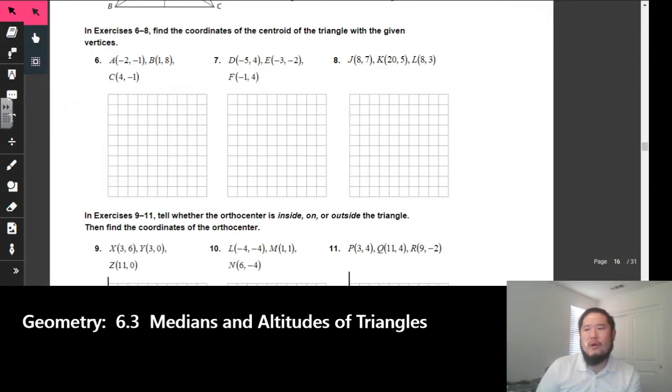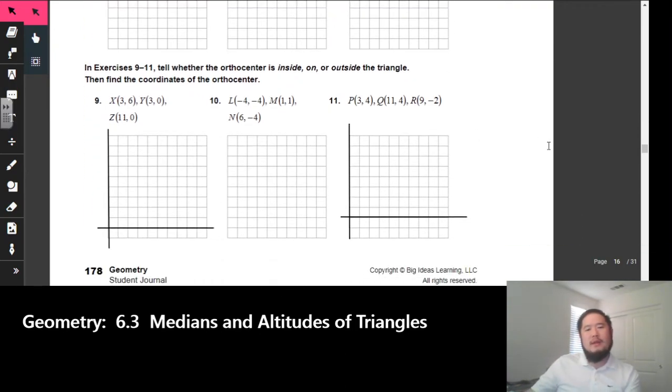I don't think we need a whole lot more for that because you can just go ahead and use your equation. Now, the last one is find the orthocenter, whether it's on the inside, on, or outside the triangle. It's on the triangle if, remember, it's a right triangle. It's on the inside if it's acute, and outside if it's obtuse. So we need to figure out where exactly the orthocenter is.